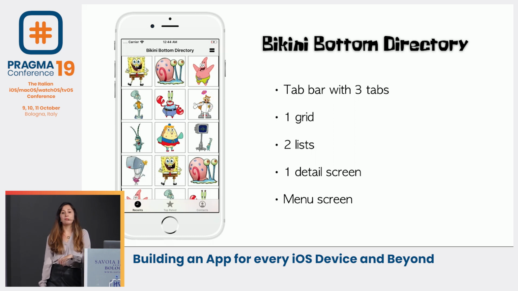And so this app has a tab bar. It has 3 tabs. One of those tabs houses a grid. 2 other tabs house a list. There will be 1 detail screen, and there will also be a menu screen.